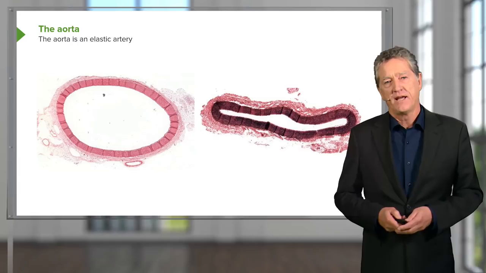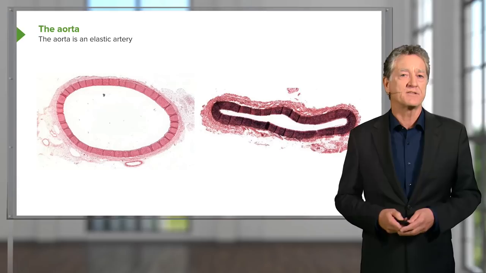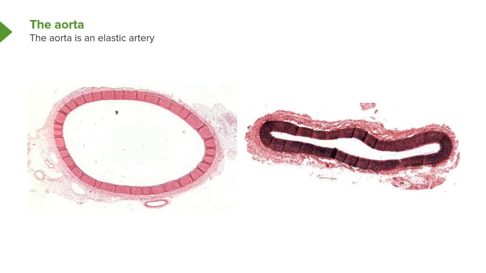Here's a section of the aorta. On the left-hand side, it's sectioned and has been stained with normal hematoxylin and eosin. On the right-hand side, it's a bit collapsed, but that happened during the processing. And the tunica media has been stained for elastic tissue. You can see then that the dominant fibre in the tunica media of the aorta is elastic tissue.